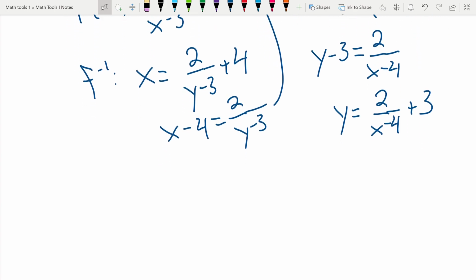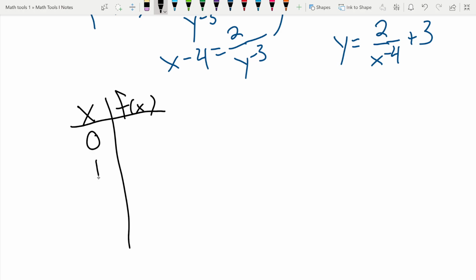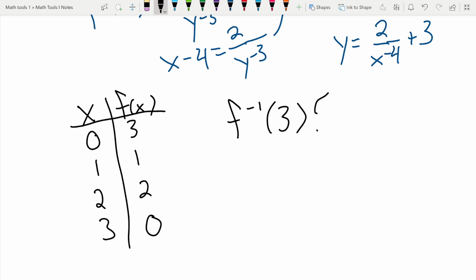A couple quick things I want to put on the end of this video because they're just quick things, and don't really need their own video. You can do this same thing with a table. I really like problems where you're given a table of values like 0, 1, 2, 3, and 3, 1, 2, 0. And then you could be asked, okay, f inverse of 3, what is that?